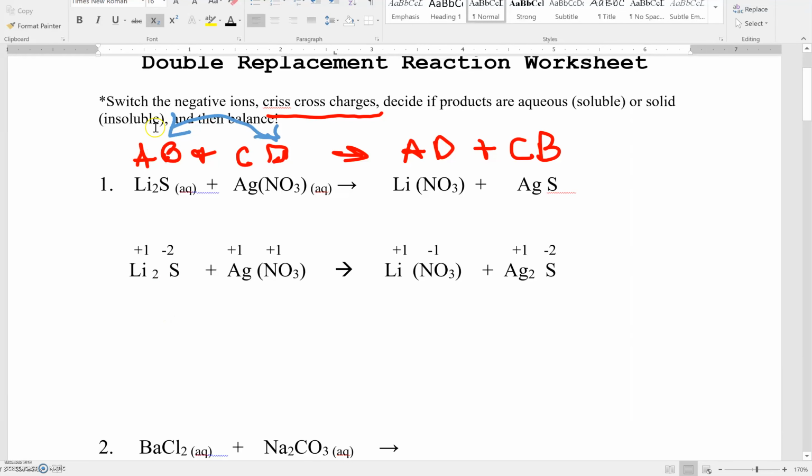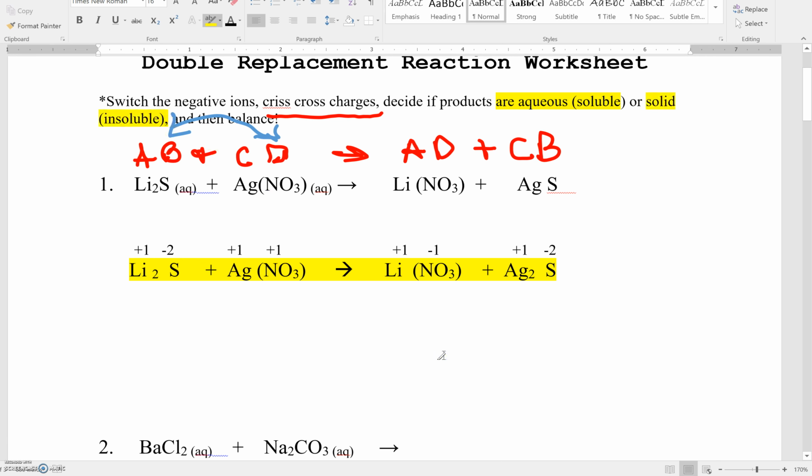Okay, so now that we have our final chemical equation, which is right here, the numbers above you don't have to worry about anymore. This is the final chemical equation. We have to do the second part of the worksheet, which is to decide if the products are aqueous, which means they're soluble, or solid, which means that they are not soluble in water. Okay, so how do we do that?